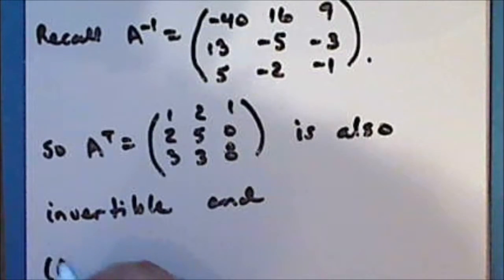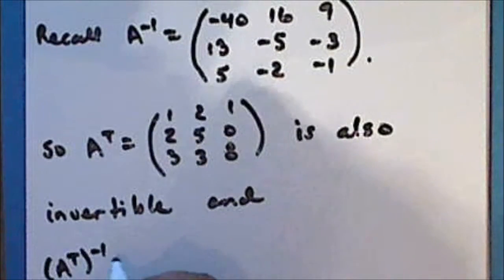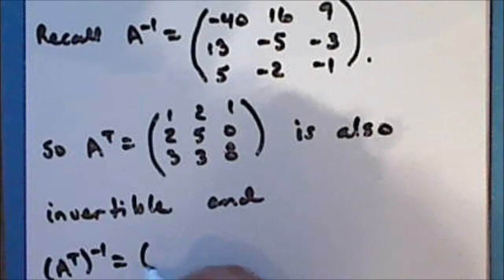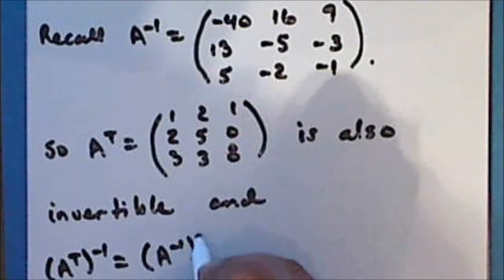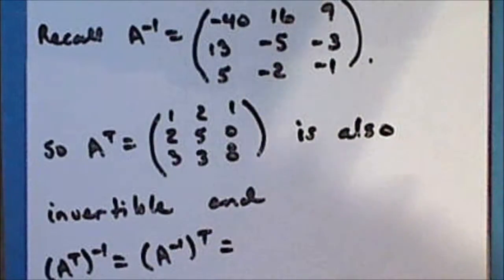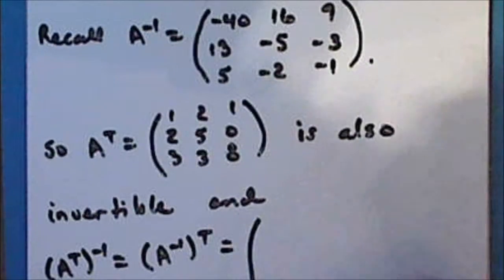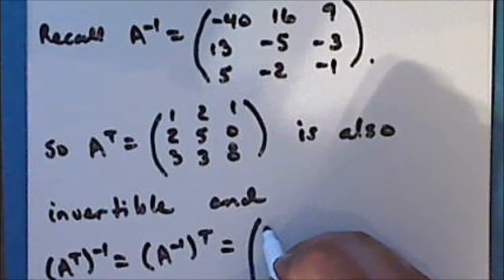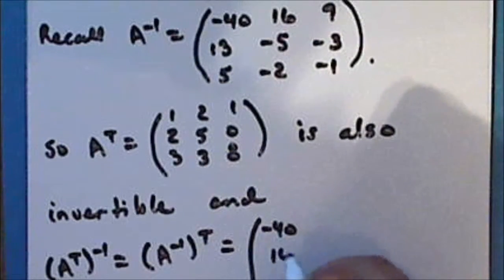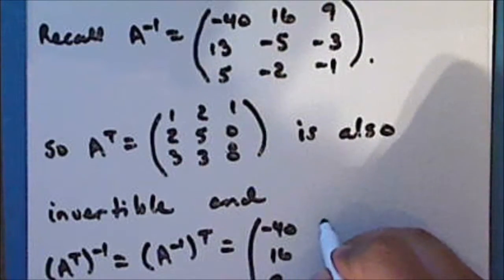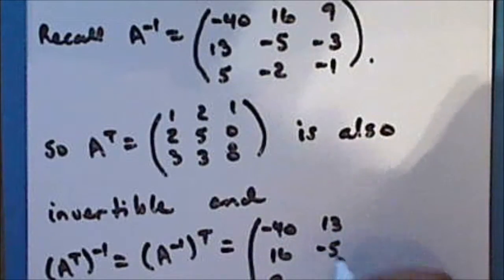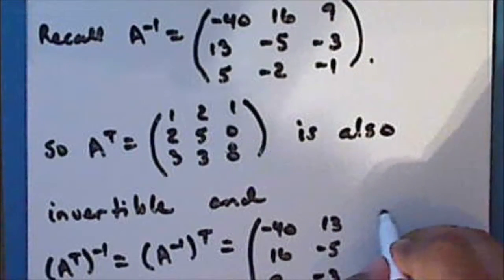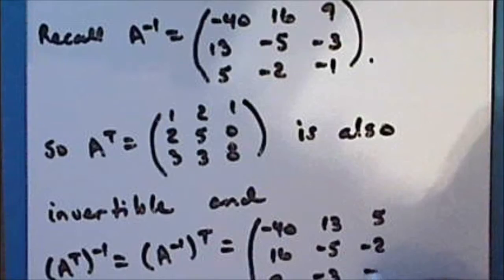And the inverse of A transpose is the transpose of A inverse, which is the 3 by 3 matrix with columns negative 40, 16, 9, 13, negative 5, negative 3, 5, negative 2, negative 1.